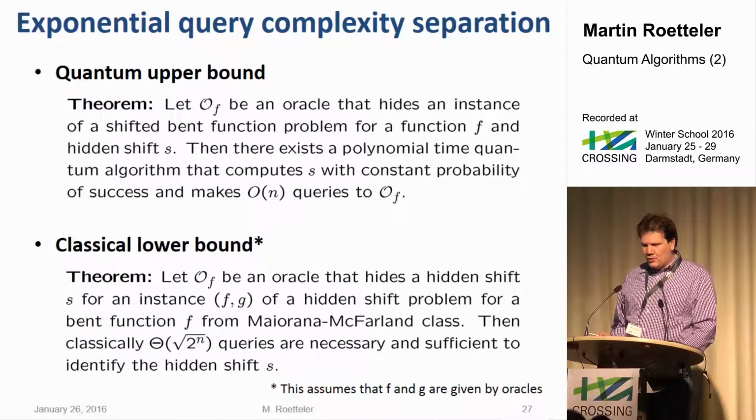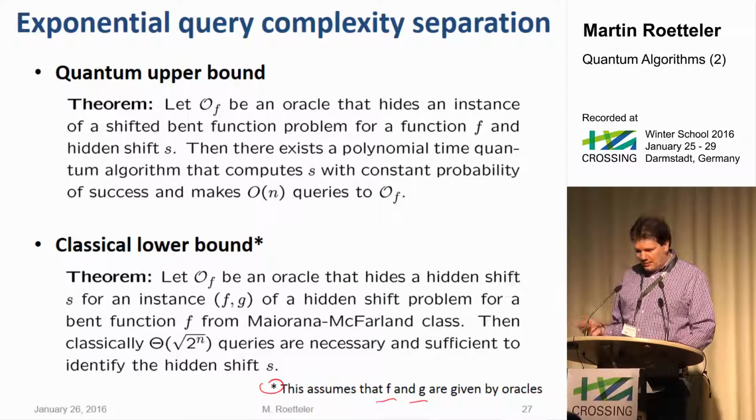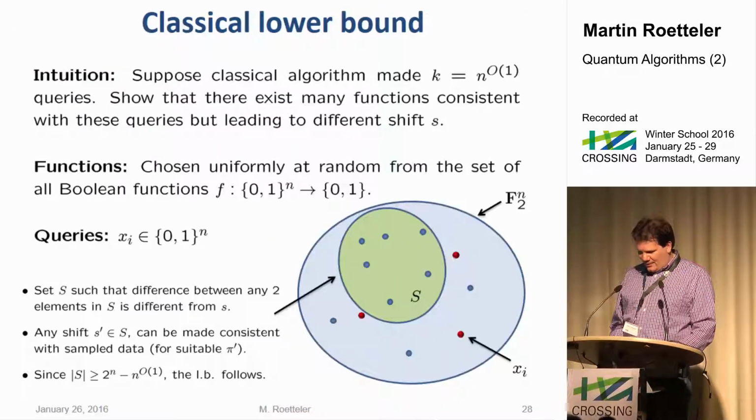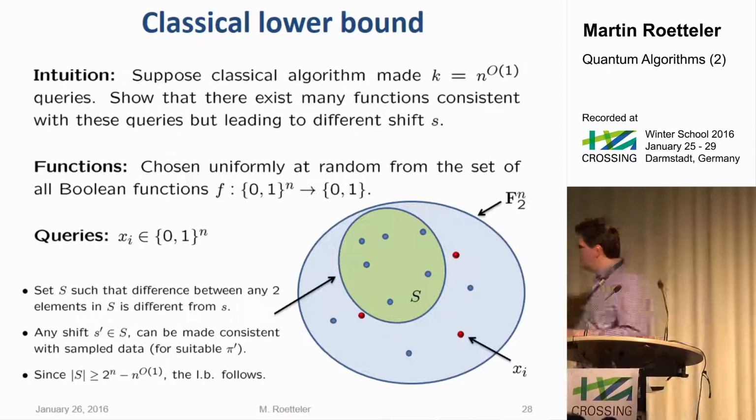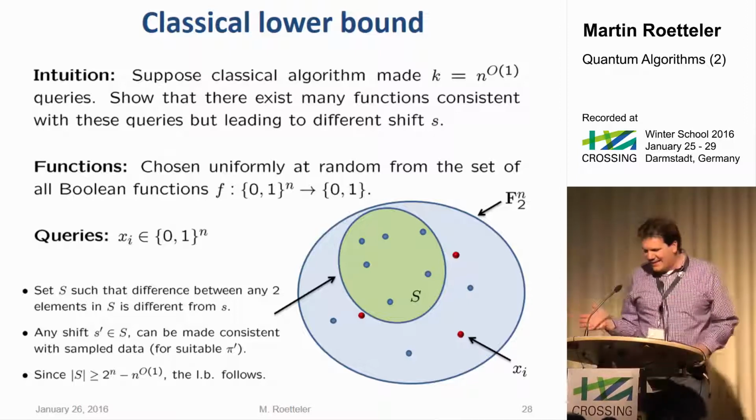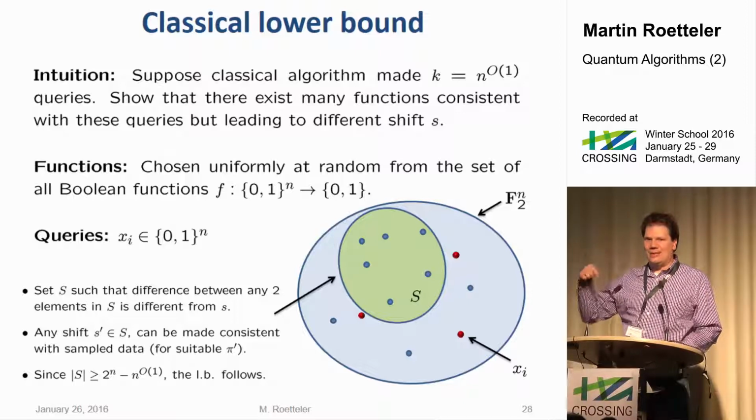You can prove an exponential separation in query complexity for that problem, but there's a kind of small fine print here. You've got to assume that both f and g are given by oracles. If one of the two is just known, a fixed unknown function, the most you can show is a polynomial separation in query complexity. But if both are unknown, then you can play this game. So this is roughly speaking what the argument is. If you have a classical algorithm that makes a polynomial number of queries, say queries all the stuff in here, then still there are so many candidate S that would be consistent with exactly what that algorithm queried. So they could change it to a different S.